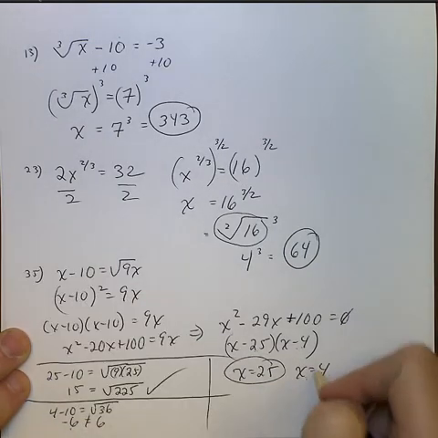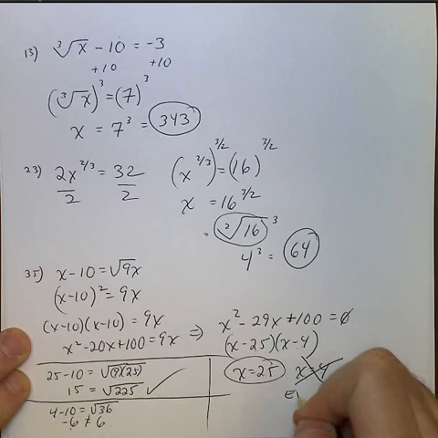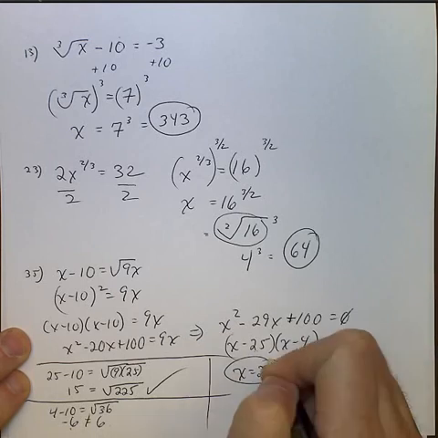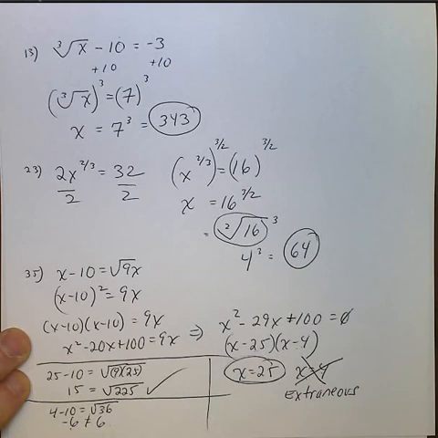And what you'll do is cross it out and write extraneous. So the only real solution here is 25. x equals 4 is extraneous. So there's 4 problems from your homework. Hope that helps.